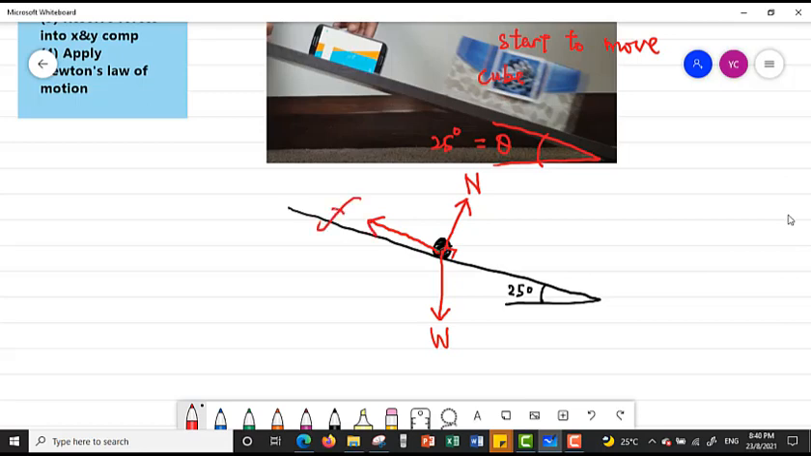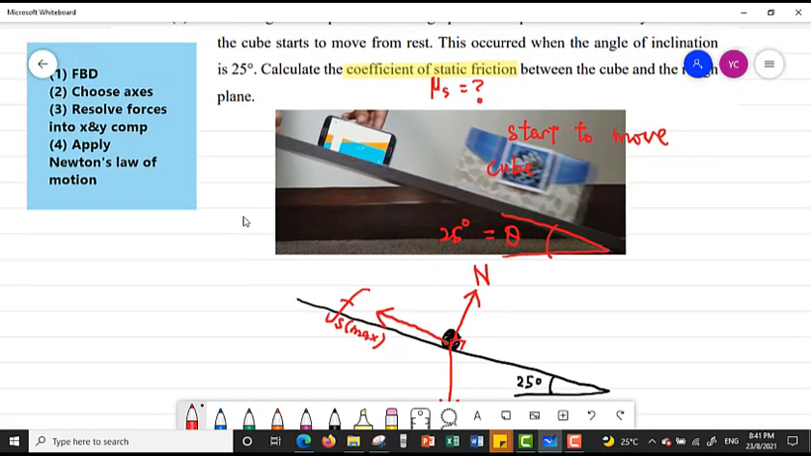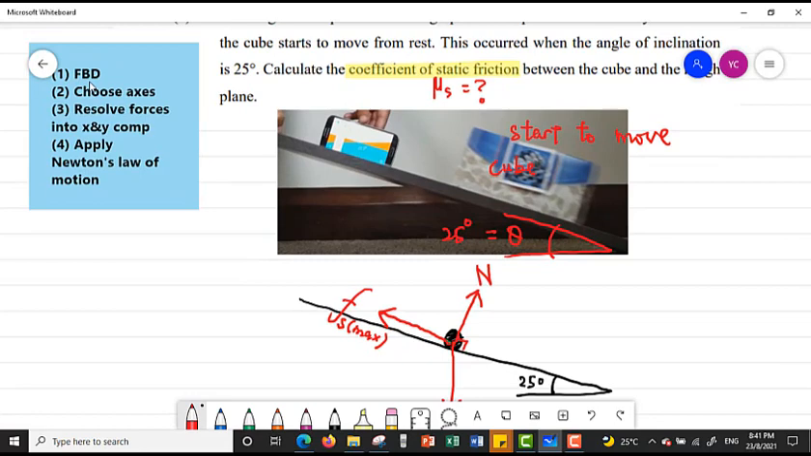Okay, so this is our static friction, which is maximum, because at an angle of 25 degrees, the object is already starting to move. So at that particular moment, our static friction is maximum. Okay, so these are the three forces acting on the cube. So I'm already done with the first step. I have already drawn the free body diagram.